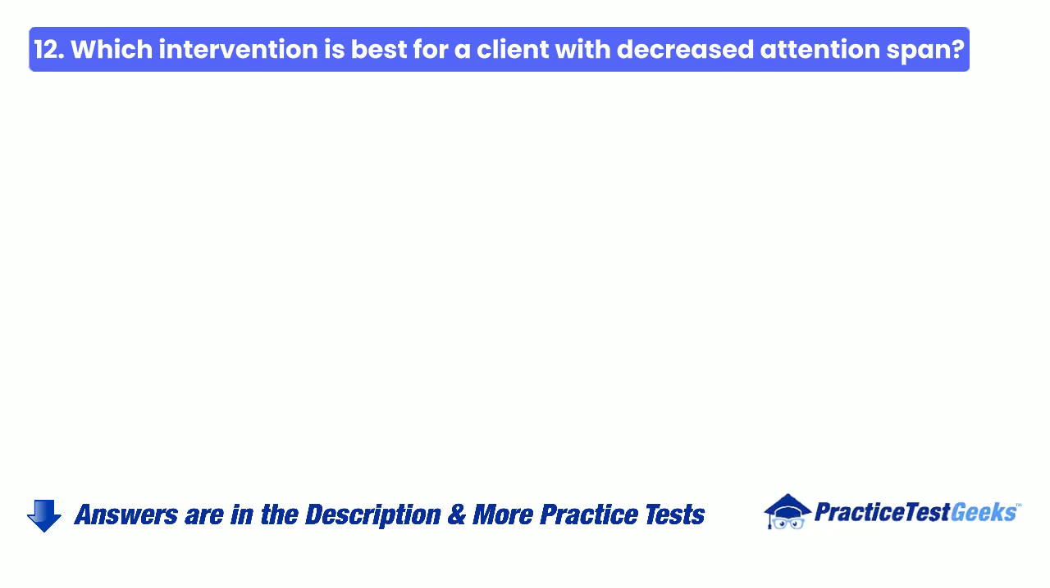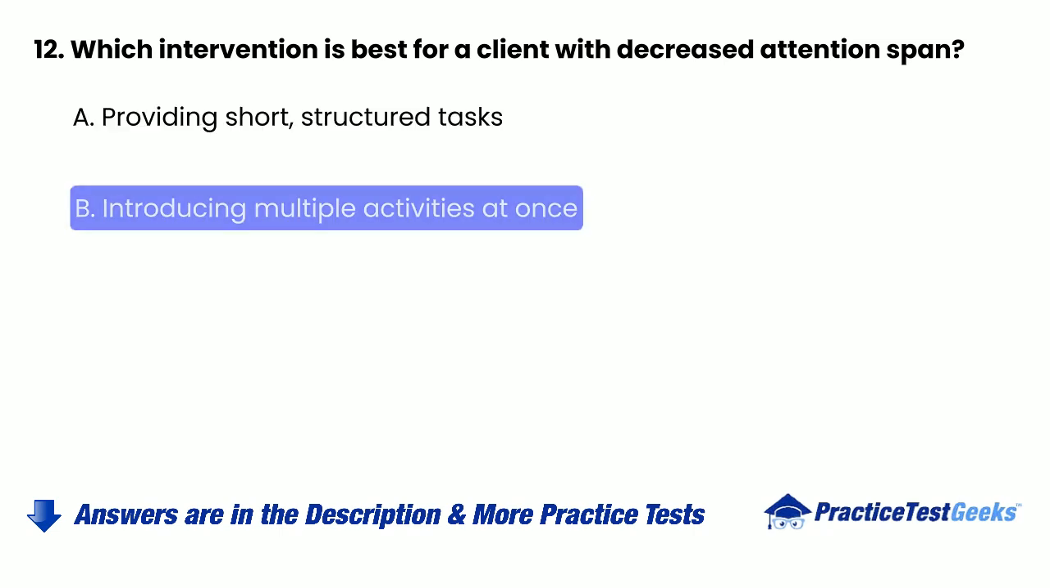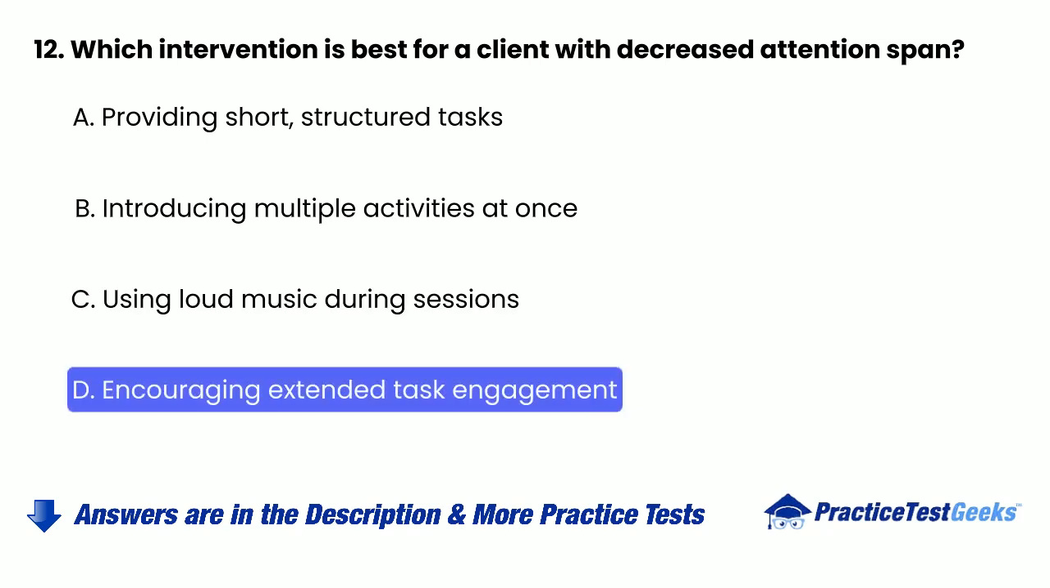12. Which intervention is best for a client with decreased attention span? A. Providing short, structured tasks. B. Introducing multiple activities at once. C. Using loud music during sessions. D. Encouraging extended task engagement.